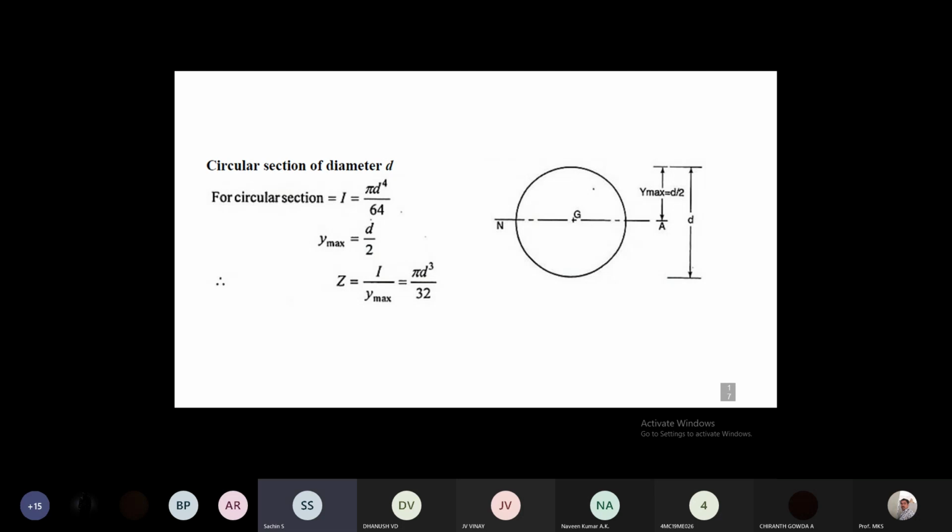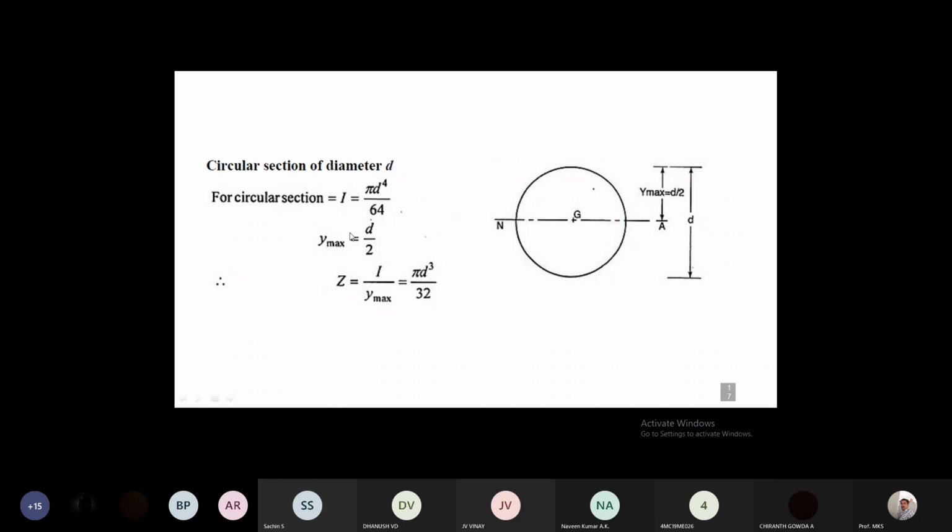Okay, next is a circular section. Solid circular section. The neutral axis is also exactly at the center. Since it is a symmetrical section, it will be at the center. So for a solid circular section, the moment of inertia is given by pi d power 4 by 64.